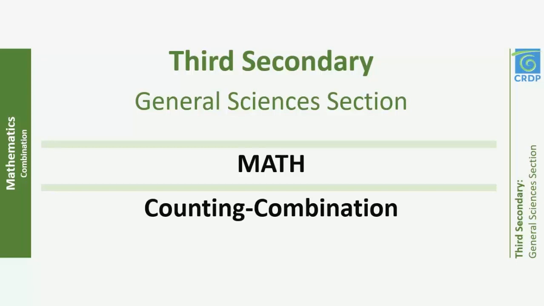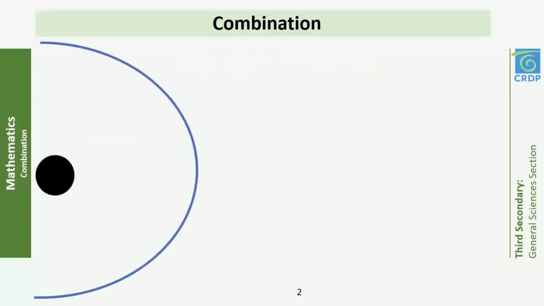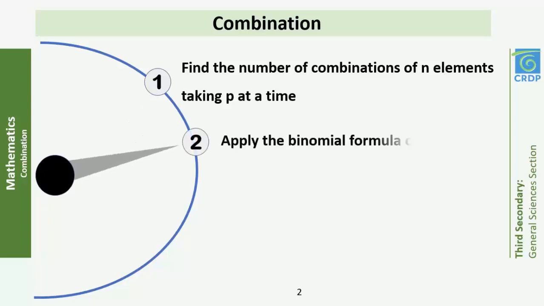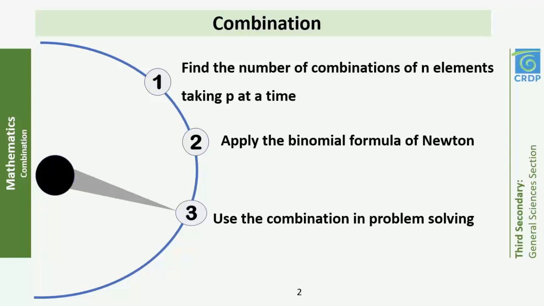This is a math chapter in which we are going to introduce a new counting technique, the combination. At the end of this chapter, you will be able to find the number of combinations of n elements taking p at a time, apply the binomial formula of Newton, and use the combination in problem solving.